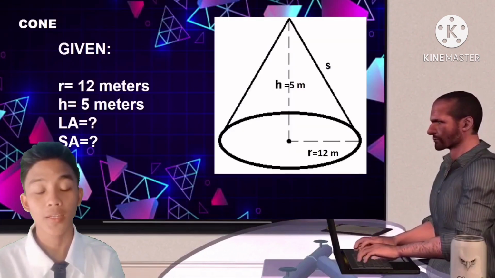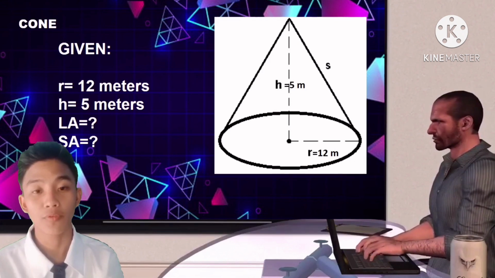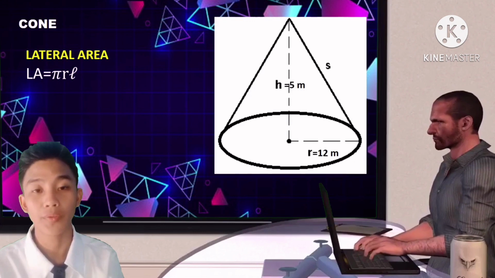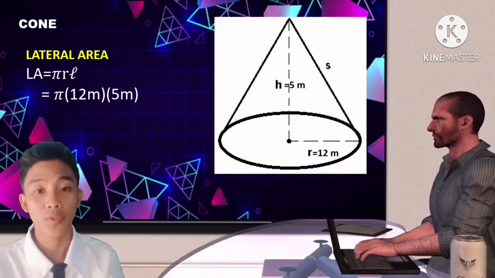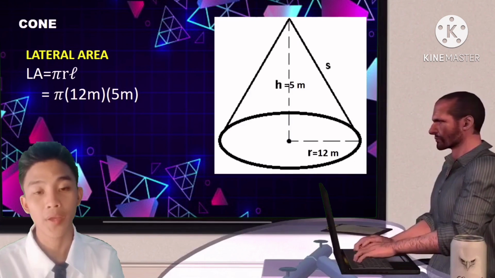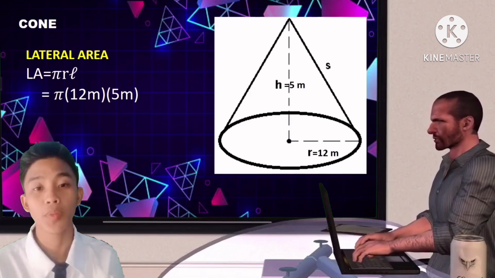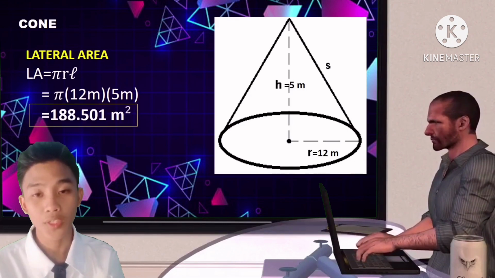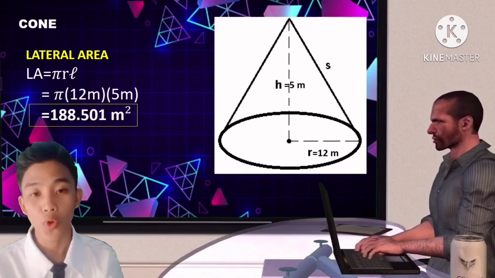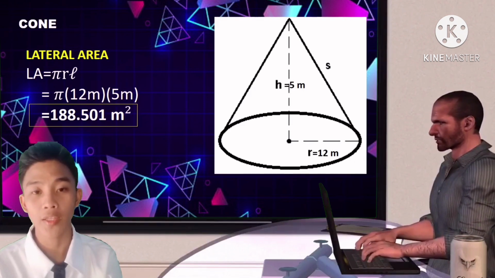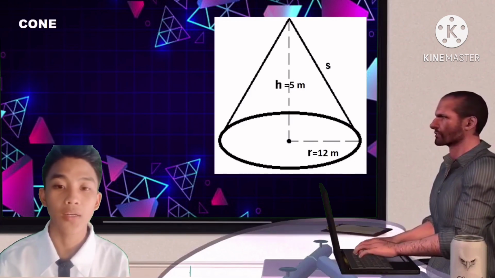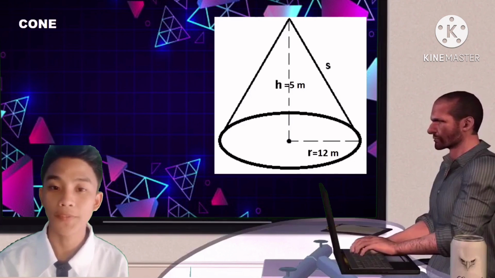In finding the lateral area, we can make use of the formula lateral area equals pi multiplied by the radius and slant height. Substituting the given, we will have lateral area equals pi multiplied by 12 multiplied by 5. And after the substitution, we can now identify the lateral area of the cone, which is 188.50 meters squared.